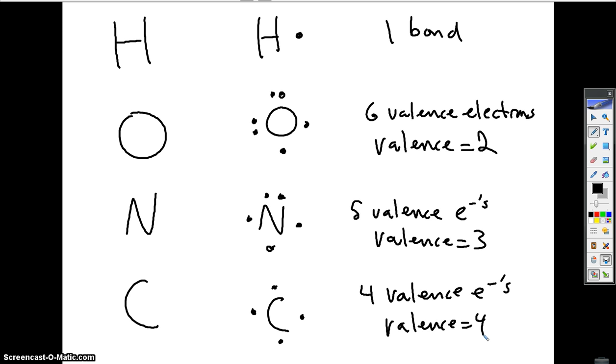So earlier in this unit we talked about the 4 major elements that make up 96% of living matter. Well, here we go. And if you look, hydrogen likes to form 1 bond, oxygen 2, nitrogen 3, and carbon 4. So we can use this information as we start to form bonds between those different elements.